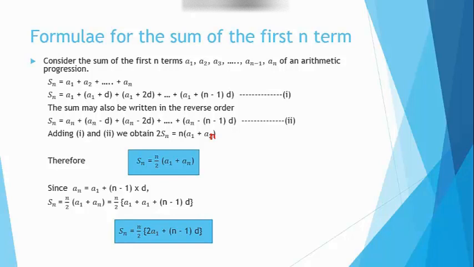Since an equals a1 plus (n−1) times d, we substitute it instead of an. So we get Sn equals n by 2 times (a1 plus an), which equals n by 2 times (a1 plus a1 plus (n−1) times d). So our next important formula for the sum of the first n terms is Sn equals n by 2 times (2a1 plus (n−1) times d). So these are the two equations for the sum of the first n terms of an arithmetic progression.